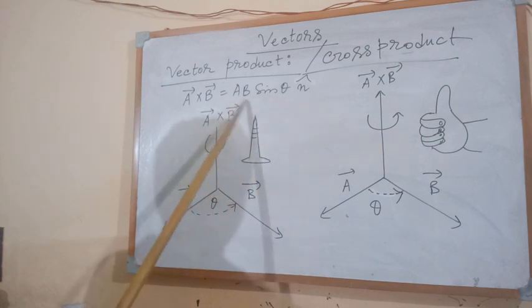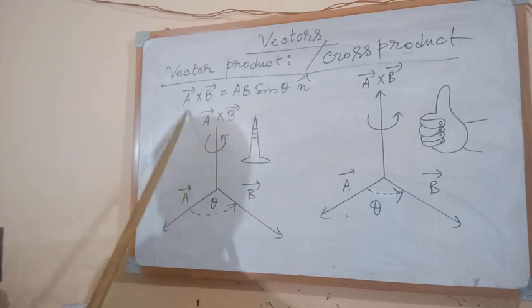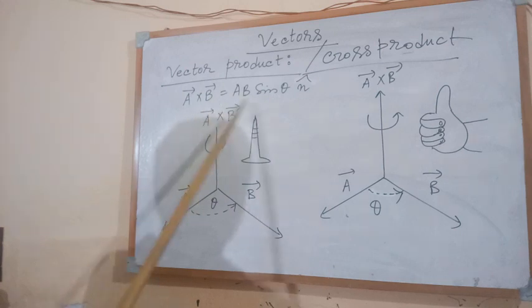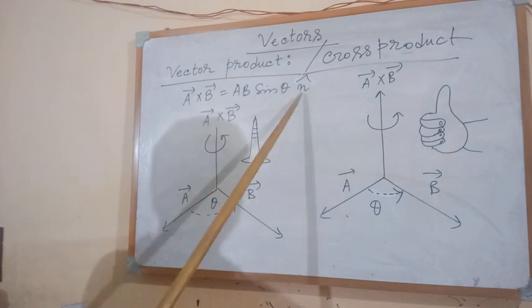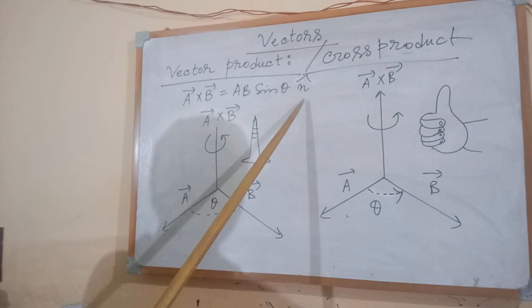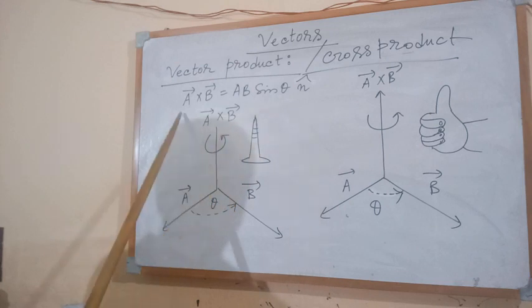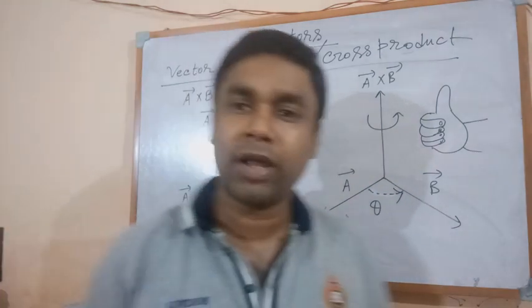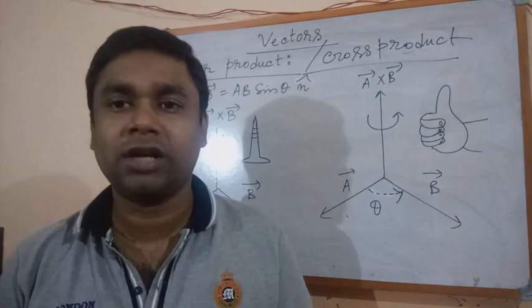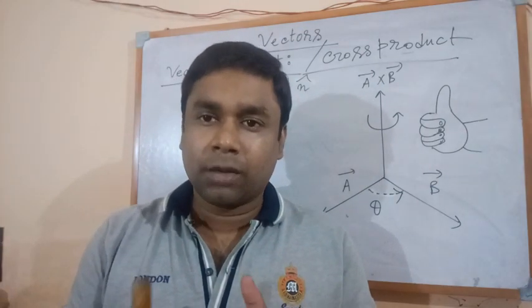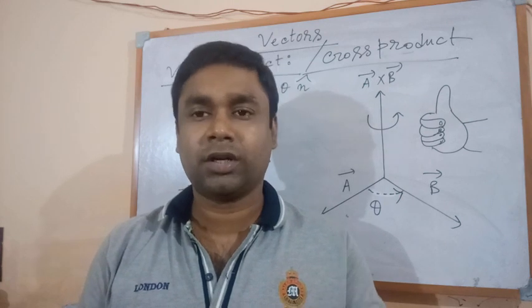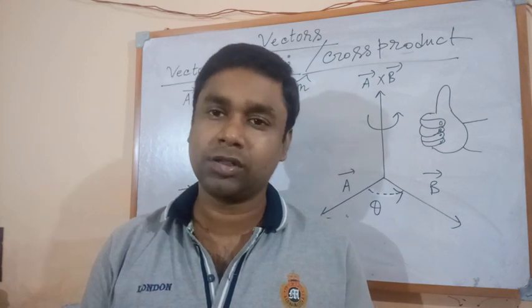Here A and B are the magnitudes of A vector and B vector respectively, and theta is the angle between A vector and B vector. And n cap is the unit vector which is directed in the same direction as the vector A cross B. Actually, what is vector product? When we multiply two vectors, if the result of the multiplication is a vector, then we call the product a vector product, because the result of a vector product or cross product is always a vector.